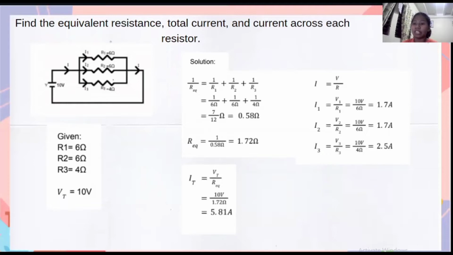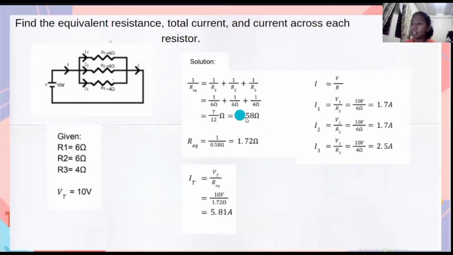Given, resistance 1 is equal to 6 ohm, resistance 2 is equal to 6 ohm, and resistance 3 is equal to 4 ohm, and the total voltage is 10 volt. To find the equivalent resistance, we use 1 divided by equivalent resistance, and we would get 0.58 ohms.